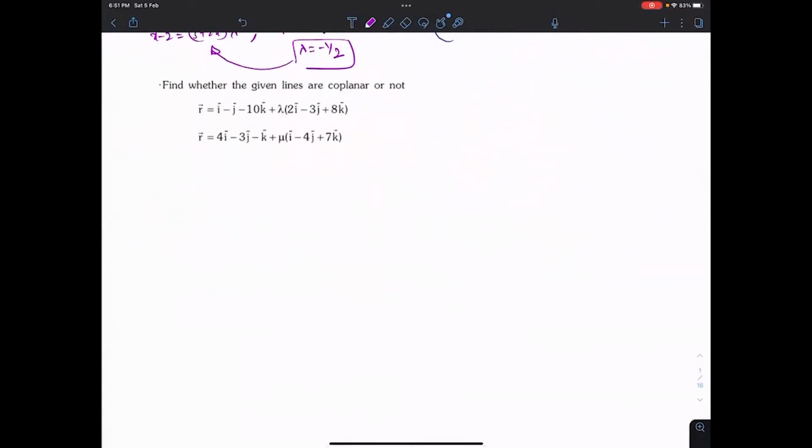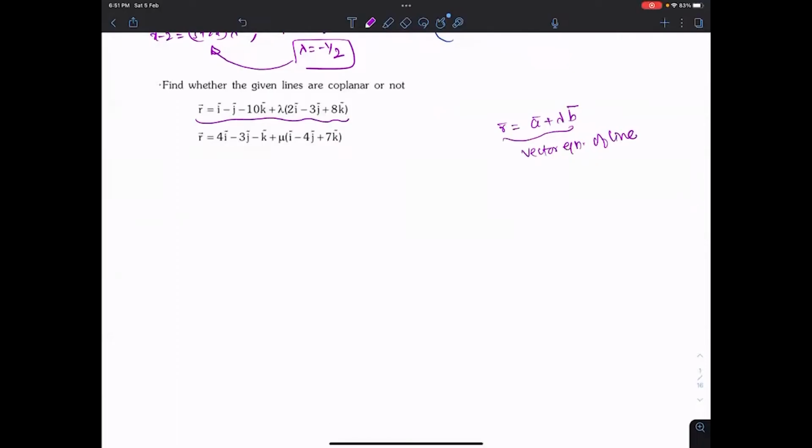Next. Now the complete question I will answer slowly. But first, what does this mean? Whenever, say, I just want to, everyone knows the line equation, right? R bar is equal to A bar plus lambda B bar. This is called the vector equation of a line. Okay.